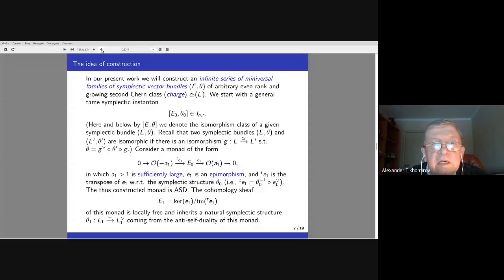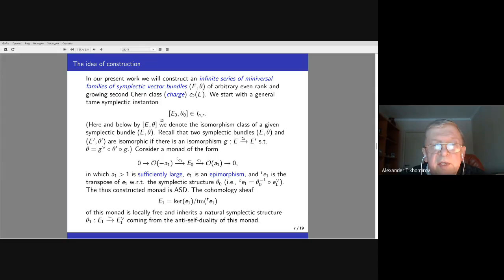Okay. In our present work, we will construct an infinite series of mini-versal families of symplectic vector bundles, E comma theta, of arbitrary even rank and growing second Chern class, or shortly charge. We start with the general tame symplectic instanton, E0, theta 0, in I(n,r).